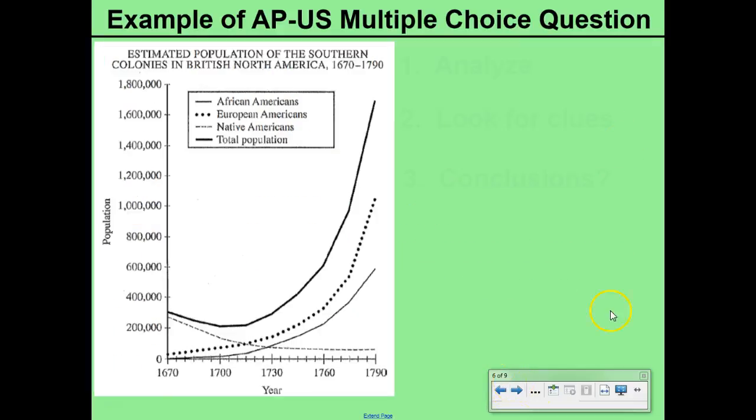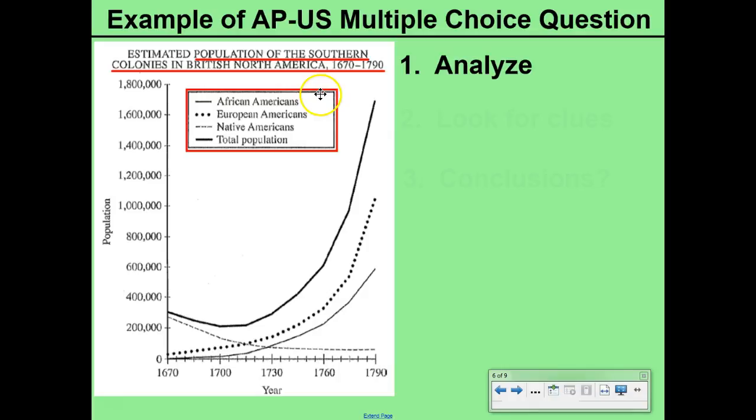So here we see this piece of stimulus. The first thing we've got to do is analyze it. Don't underestimate reading. I know, seems obvious, but you're going to get nervous and you're going to forget to do it. Estimated population of the southern colonies in British North America from 1670 to 1790. We've got to continue to analyze some more. This chart's going to be super important here.